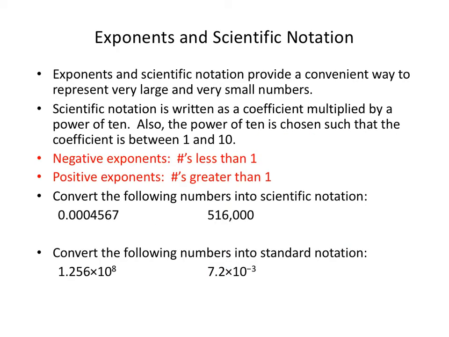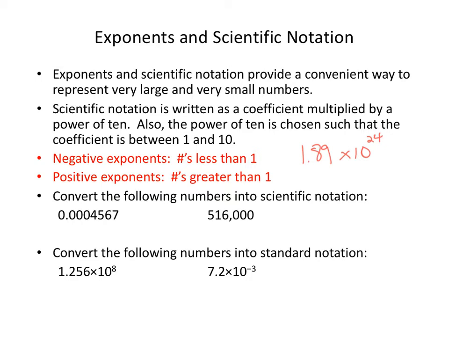Alright, so scientific notation provides a convenient way to represent very large and very small numbers in a very compact and easy to use format. When we write a number in scientific notation, it always has two parts. We have the coefficient, and in our first example on the last slide, that was the 1.89, and then that's multiplied by 10 raised to some power. And the power of 10 is chosen such that the coefficient is between 1 and 10. Another way to say that is, when we write a number in scientific notation, we always have only one non-zero digit to the left of the decimal place. All the other digits come after the decimal point.